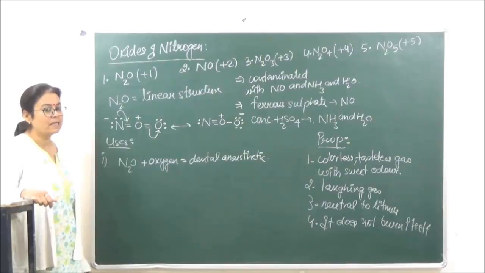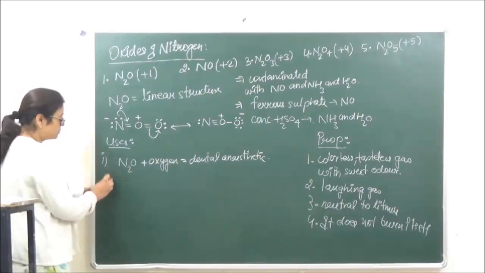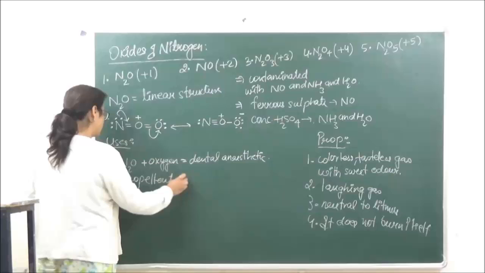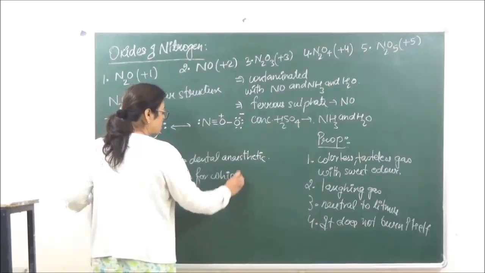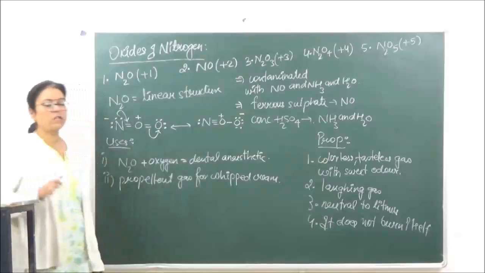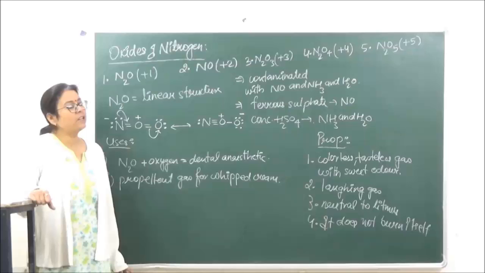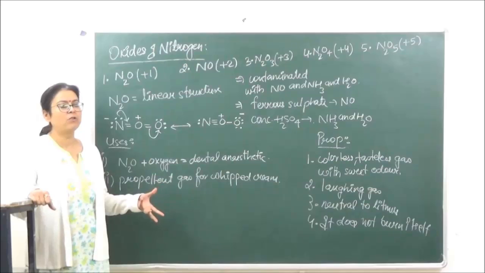Then number two, it is used as a propellant gas for whipped cream machines. Now, what is whipped cream? You know ki jo cakes vagaira ke upar jo icing hoti hai, that is whipped cream. अब उसपे पहले तो initially what used to happen was, अभी भी वैसे करते हैं घर पे when you are doing icing on the cake, we generally make a cone और उस cone के अंदर icing डाल के we do the icing.